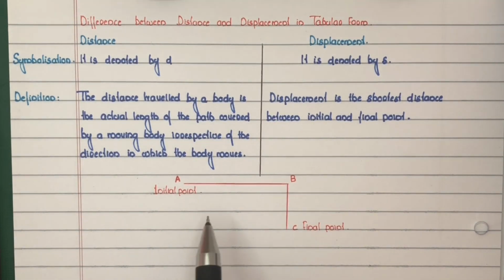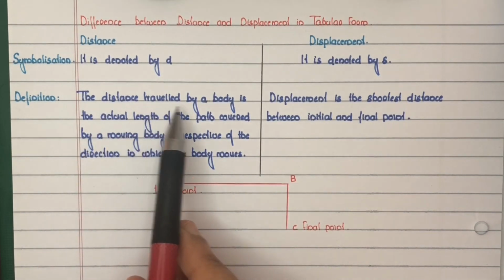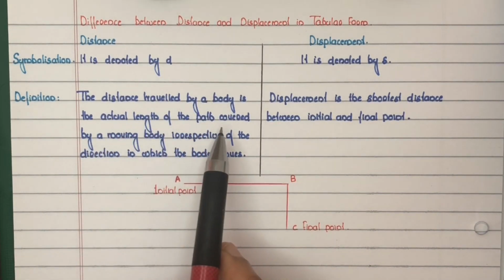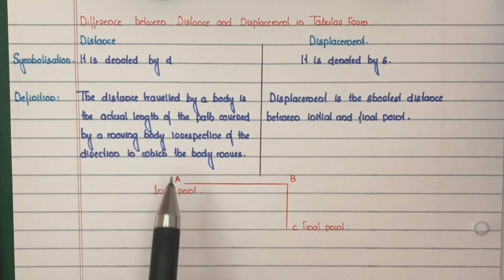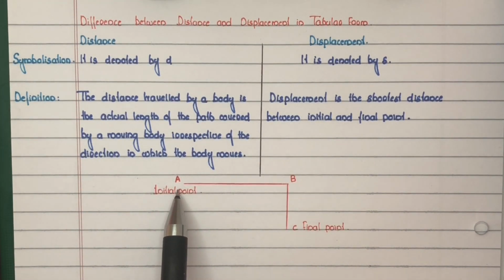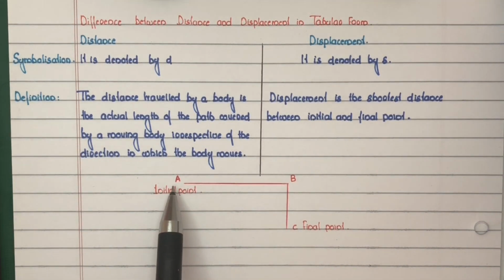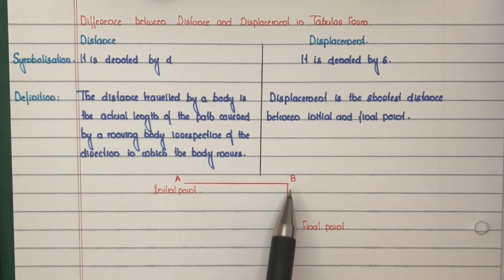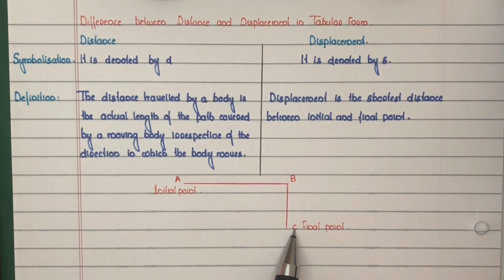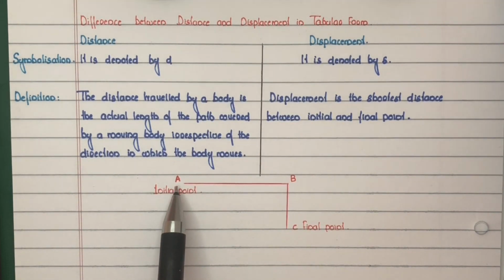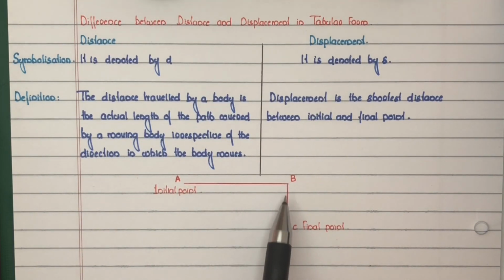Now, what is the distance traveled? As per the definition, distance traveled by a body is the actual length of the path covered by a moving body. So, here what is the actual length of the path covered by the body? He starts his journey at point A and then reaches point B and then from B to C, right? So, the actual path is A to B and from B to C. So, the distance traveled will be the length of AB plus BC.